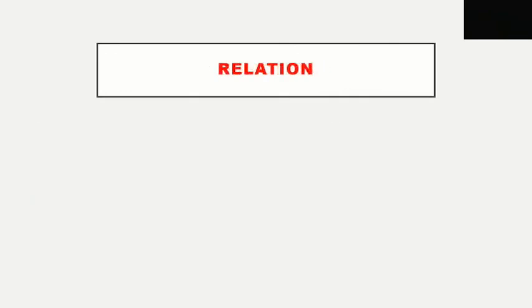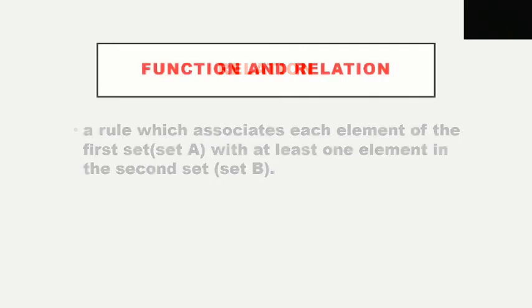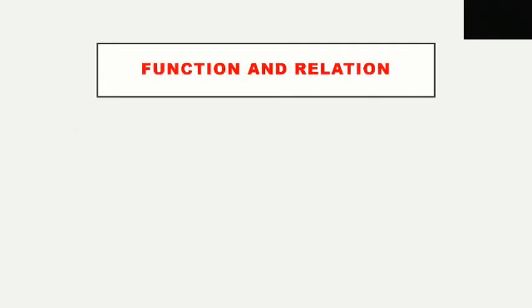Number 3 is relation. It is a rule which associates each element of the first set with at least one element in the second set. We say at least, so we can associate each element of the first set with any number of elements in set B.